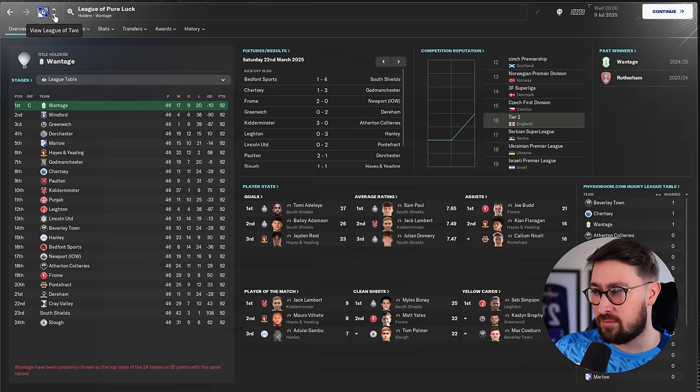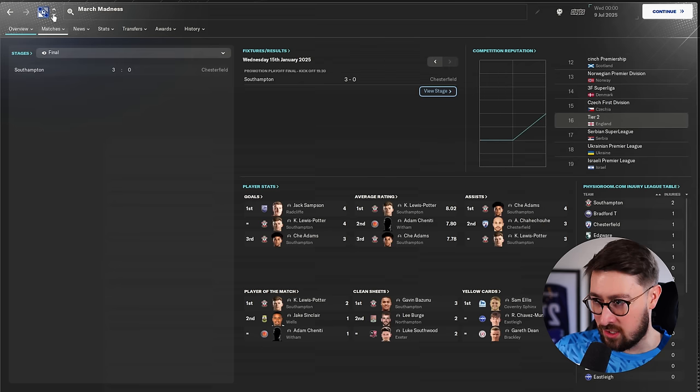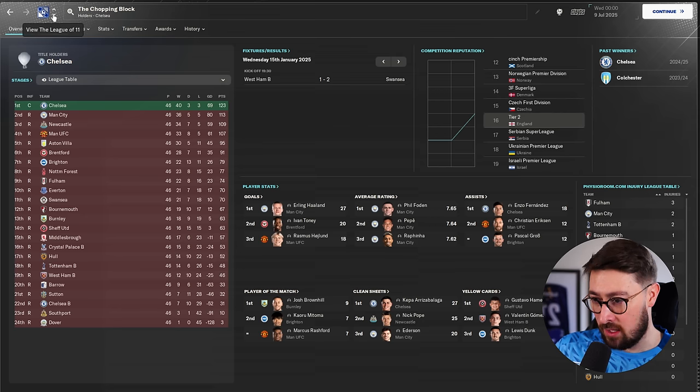We will see. League of Pure Luck, well done to Wantage. They've been randomly chosen to win that league. They will be a Premier League team. The League of Two, well done to Aldershot. March Madness, Southampton. GGs. Chelsea have won the Chopping Block. This has a lot of Premier League teams in this one, look.